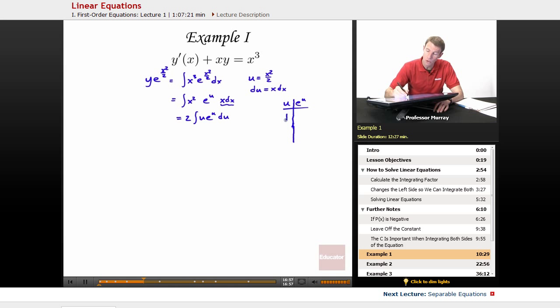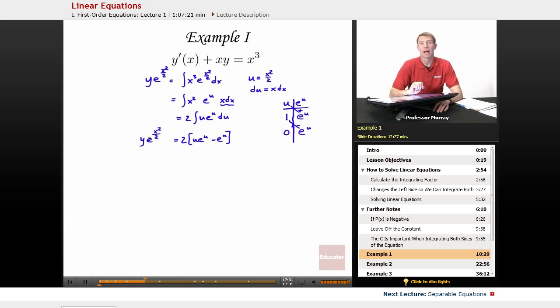What I'm going to do is take derivatives of u. So the derivative of u is 1, and the derivative of 1 is 0. And then I'm going to take integrals of e to the u, so that's just e to the u, and then e to the u again. And then I write little diagonal lines here and put alternating signs, positive, negative, down the diagonal lines. And then I just multiply down the diagonal lines. I still have a 2 on the outside. And I have u e to the u minus e to the u. And that's still equal to y e to the x squared over 2.